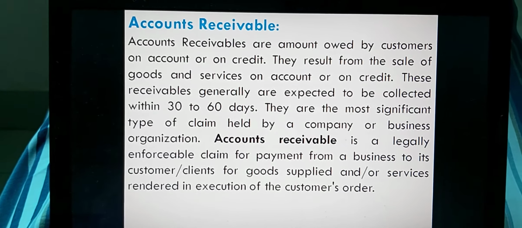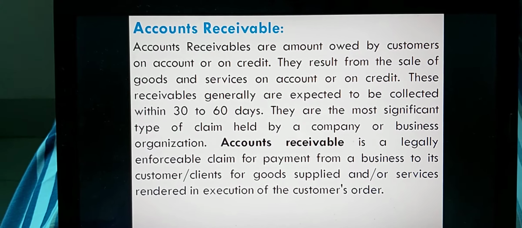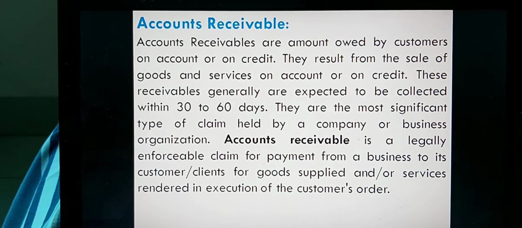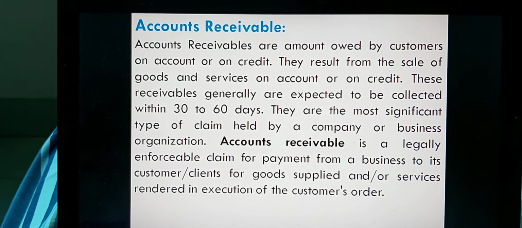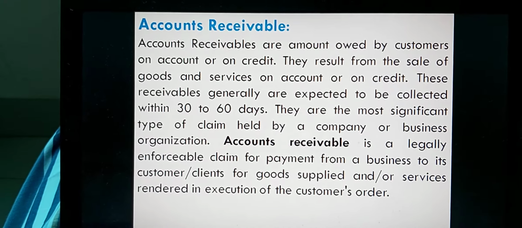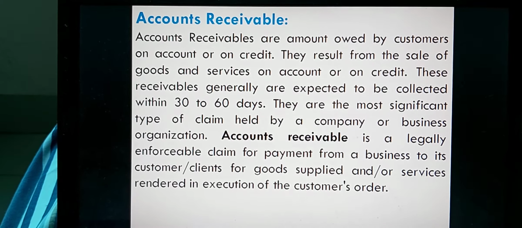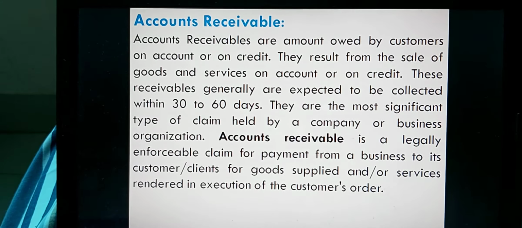Three primary accounting issues are associated with accounts receivable. First one, recognizing accounts receivable. Second one, valuing accounts receivable. Third one, disposing accounts receivable. Recognizing accounts receivable is relatively straightforward. Generally, accounts receivable are affected by the sale of merchandise or commodity or goods or products.